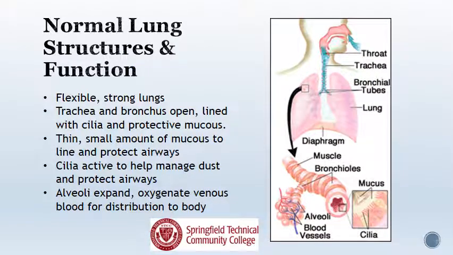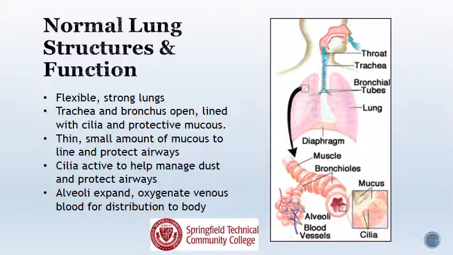To start with, let's look at your normal lung structures and how they function. The lungs are very open. I kind of try and describe them like a sponge that hasn't been soaked in water. So they are very flexible. They should be very strong. The trachea and bronchus are open.